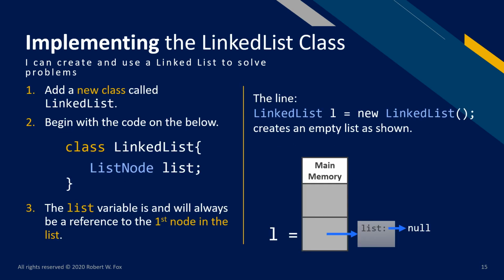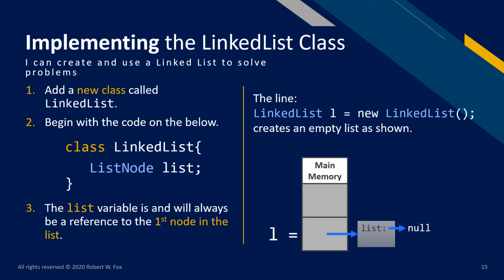The list node class handles one node in our list, but we have to have a way to organize them, to chain them together, to be able to add, to be able to remove, and so on and so forth. So what we need to do is add another class to our project called linked list, and we're going to begin with the code that's shown below.